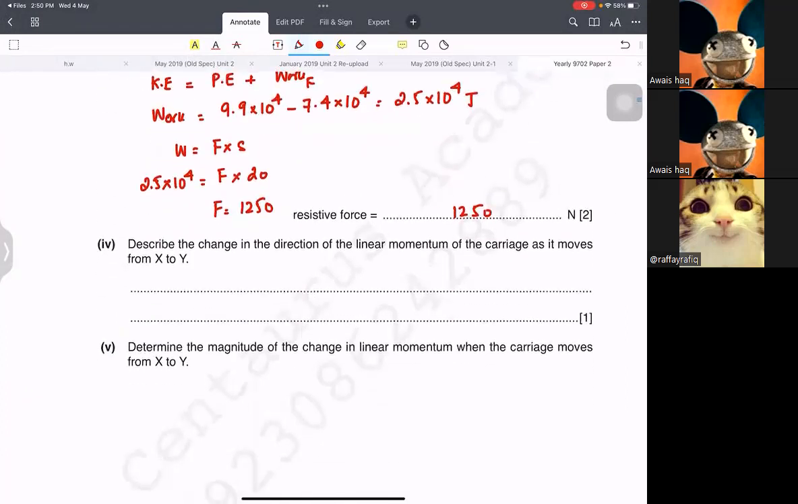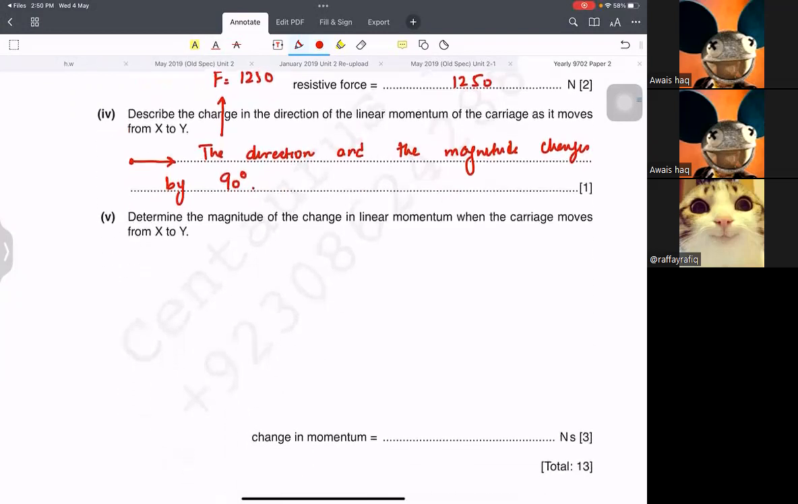Then it says describe the change in direction of linear momentum as the carriage moves from x to y. Well, first it was moving horizontally, then it was moving upwards. So we would say the direction and the magnitude changes by 90 degrees. So determine the magnitude of change in momentum. Now, this is very important, and that's why it's 3 marks.